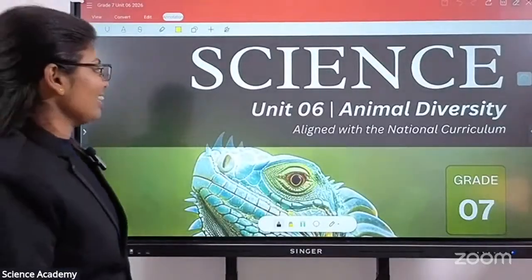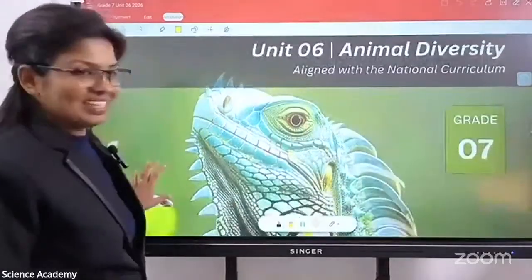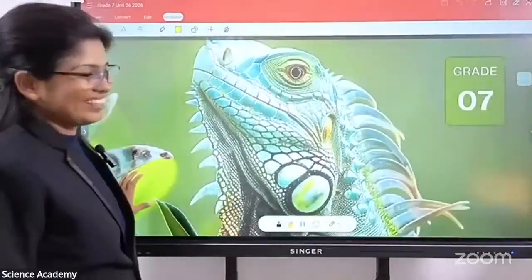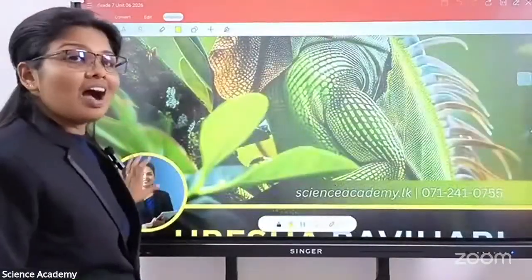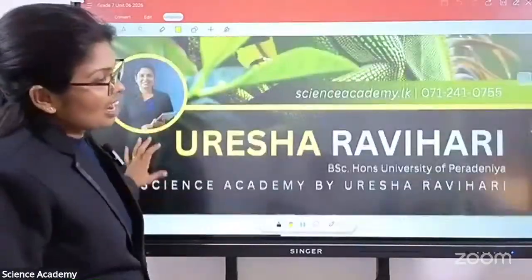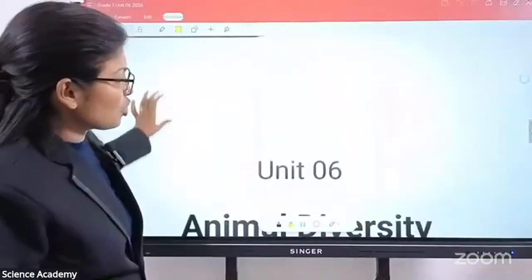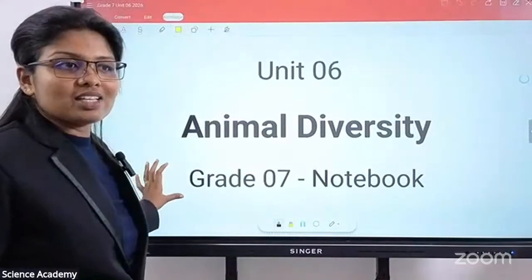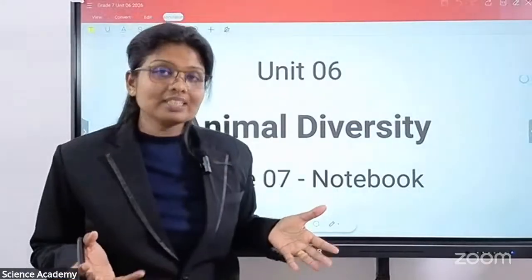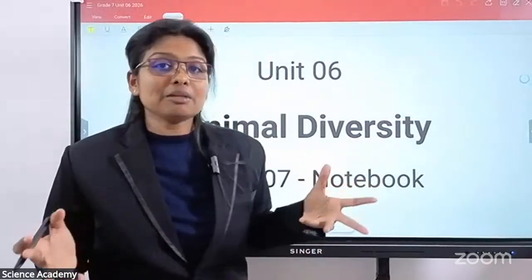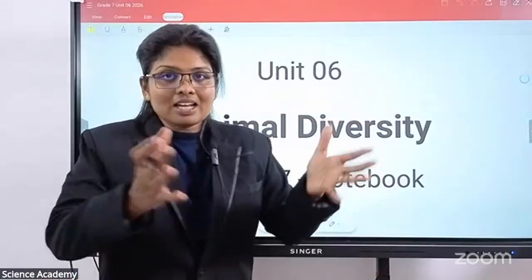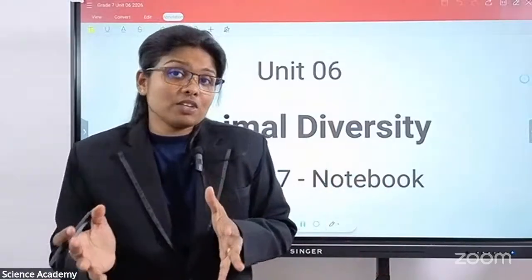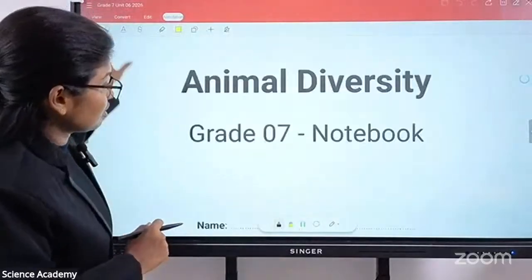Here you can see a nice chameleon in the tube. So children, we are going to discuss how animals are diverse. I will explain what diversity is. Diversity means differences of animals, the different characteristic features available in animals.